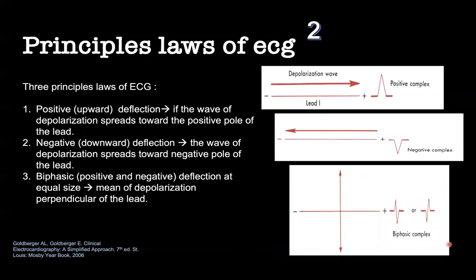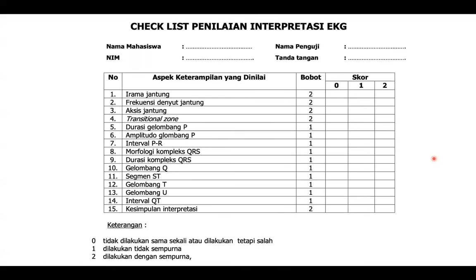The second principle of the ECG is that when there is a depolarization wave, the deflection will be positive. On the other side, when there is no depolarization wave or it goes against the depolarization wave pattern, the deflection is negative, and it will make a QRS with negative complexes. For the interpretation of the ECG itself, students, you can learn from your manual book. There are 15 aspects that can be assessed in the interpretation of the ECG.